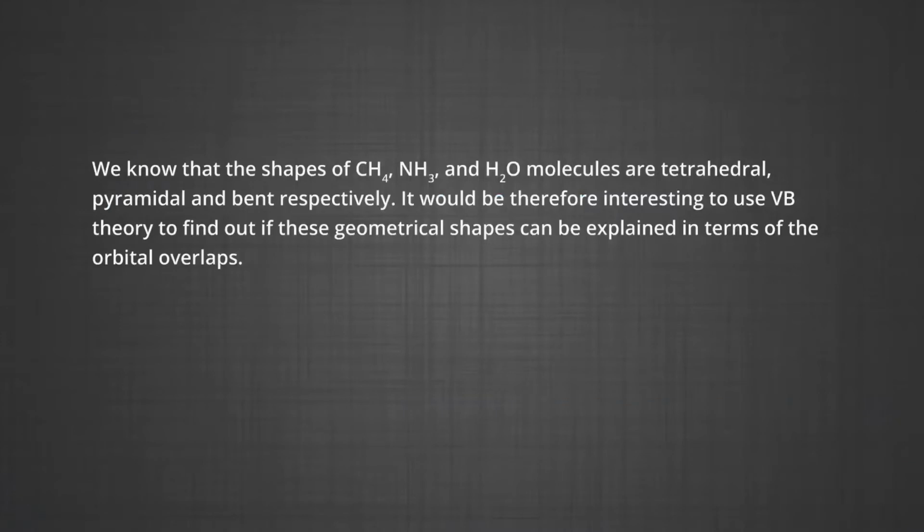We know that the shapes of methane, ammonia and water molecules are tetrahedral, pyramidal and bent respectively. It would therefore be interesting to use valence bond theory to find out if these geometrical shapes can be explained in terms of the orbital overlaps. Let us first consider the formation of the methane molecule.